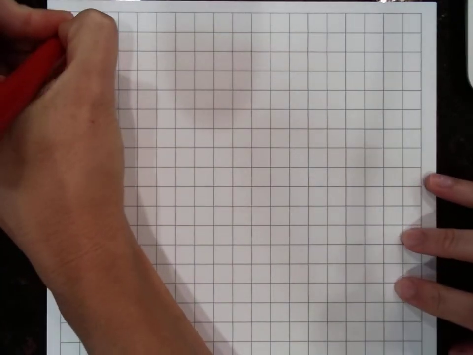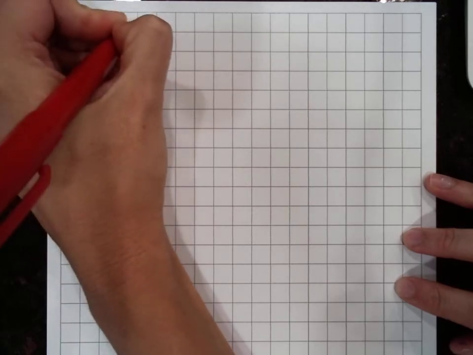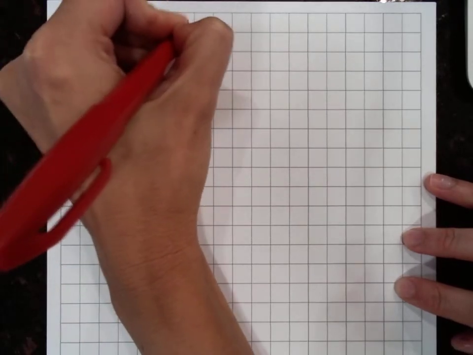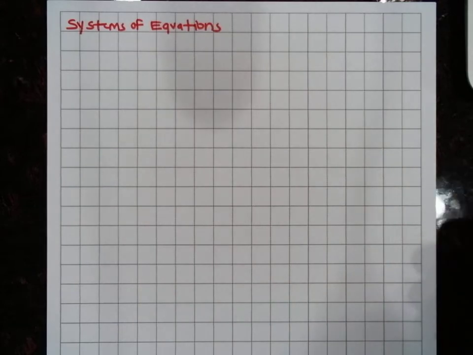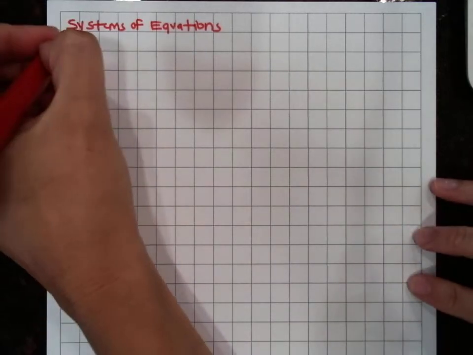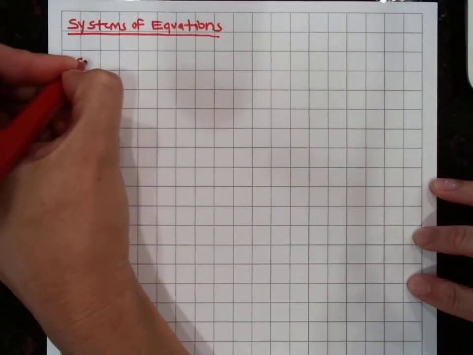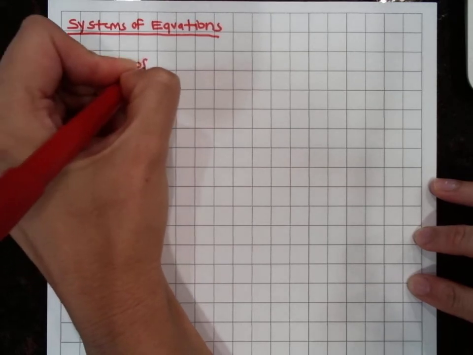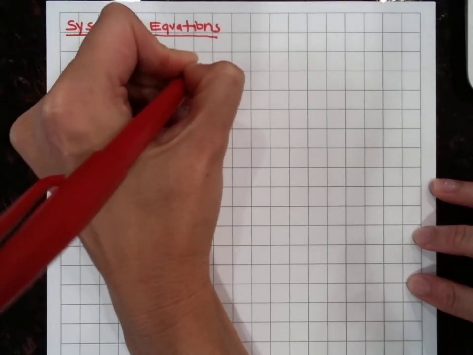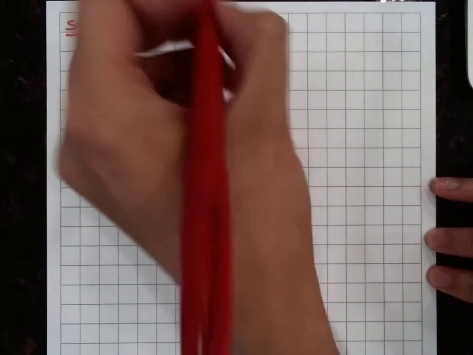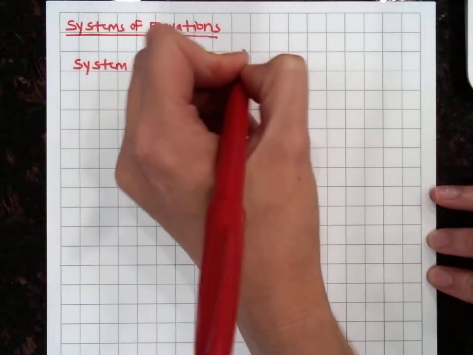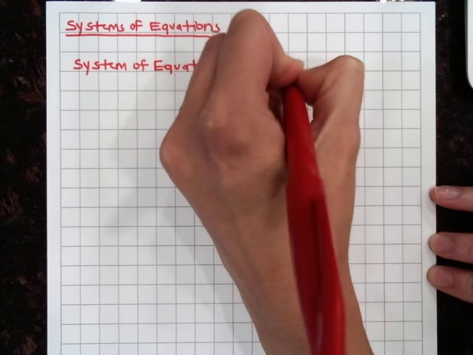Okay, so we are going to be starting our Systems of Equations unit. And before we get into today's lesson, there's just a couple of things we need to know about systems of equations before we get started. So first, what is a system of equations? A system of equations is two or more lines graphed on the same grid.